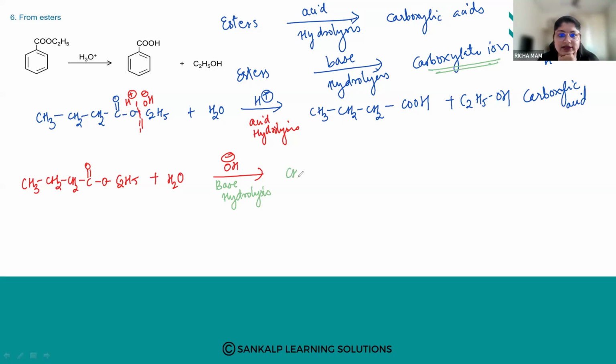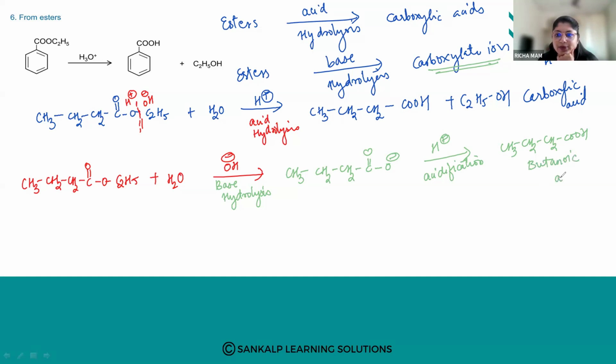So how will it be? CH3CH2CH2COO minus plus C2H5OH. This only will do first. Then further in the presence of H plus ions, that is acidification, I'm going to get CH3CH2CH2COOH. So this is, again, the product. This is butanoic acid.